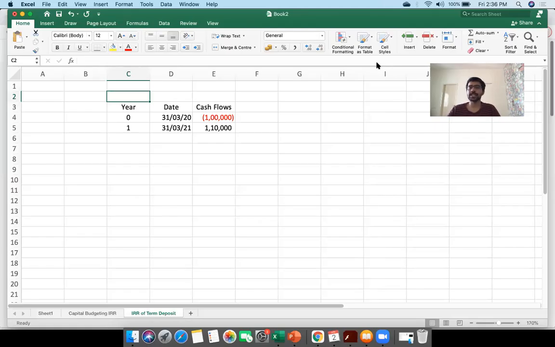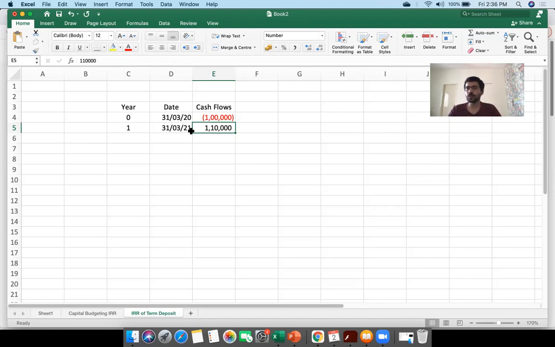So what I've done on this Excel spreadsheet is just collate all the information that we spoke of. On year zero, which is today, which I've assumed as the 31st of March 2020, I've assumed a cash outflow of 1 lakh. And then at the end of year one, which is 31st of March 2021, I've shown a cash inflow of 1,10,000. Cash outflow is represented as negative numbers and cash inflow as positive numbers, right? Next, I want to calculate the IRR of this investment.